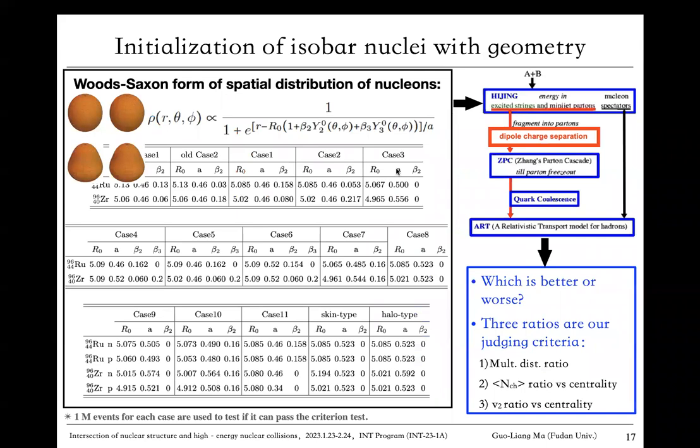This actually relates to the spatial distribution of the nucleon. Here I list the Woods-Saxon form, the deformed nuclear structures. We have 18 different cases.